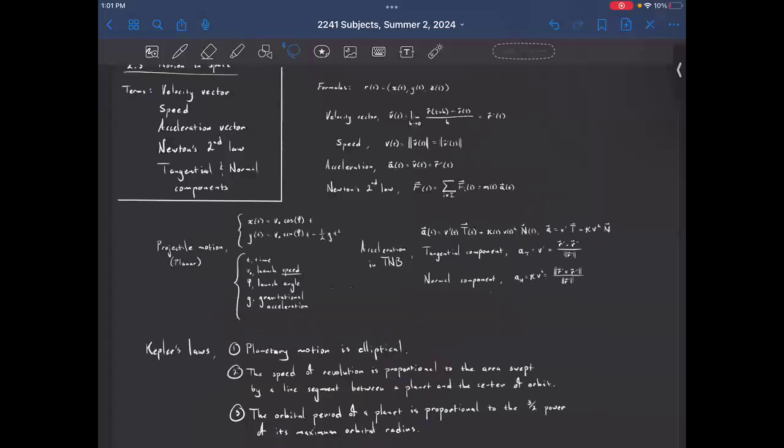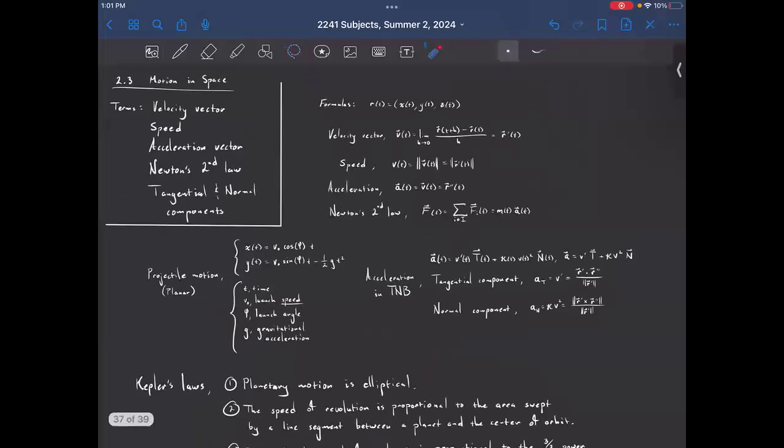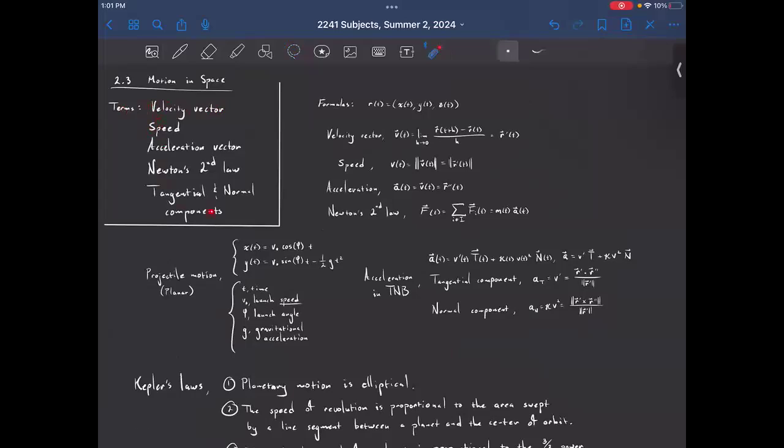Today we're going to cover motion in space. This is a relatively short section, but it does have some complex problems in here that we need to go over. All right, so first off, we have some terms here, and I'm actually not going to cover these on the next page because they are essentially the same concepts that we already know, just reskinned as physical things. So I'll go over these, at least velocity vector, speed, acceleration vector, Newton's second law, and then the tangential and normal components. So I've labeled things as velocity vector and speed, and then vector and so on, because we need to keep track of which things are vectors and scalars in this section.